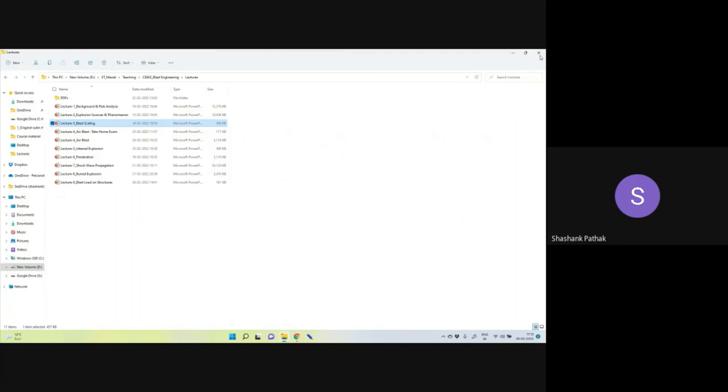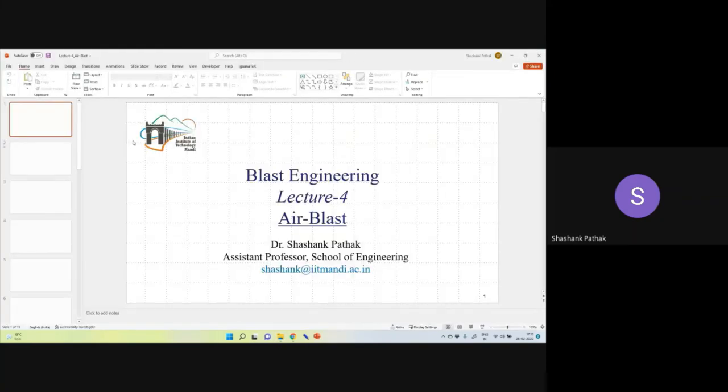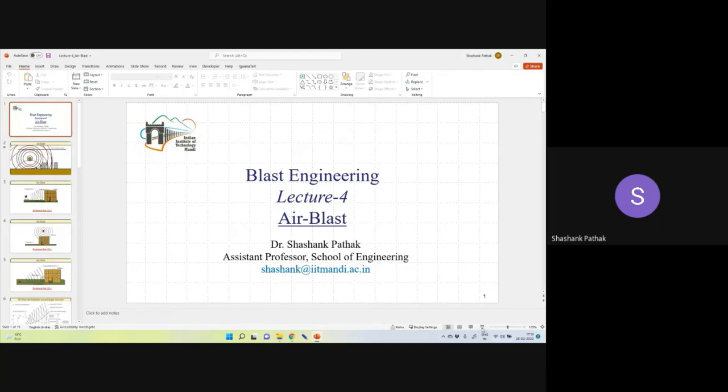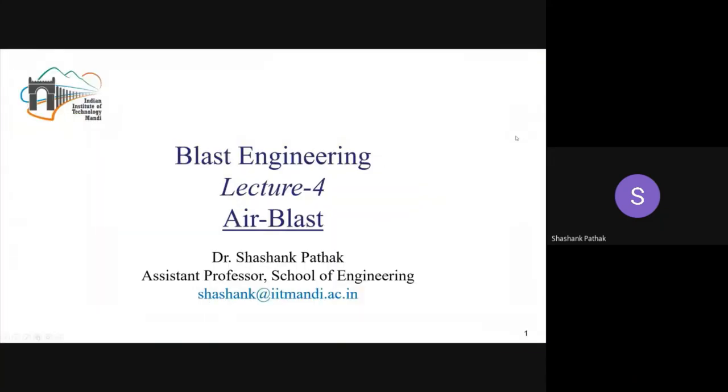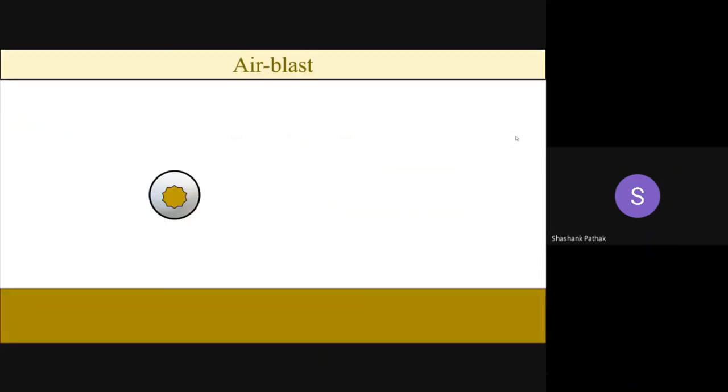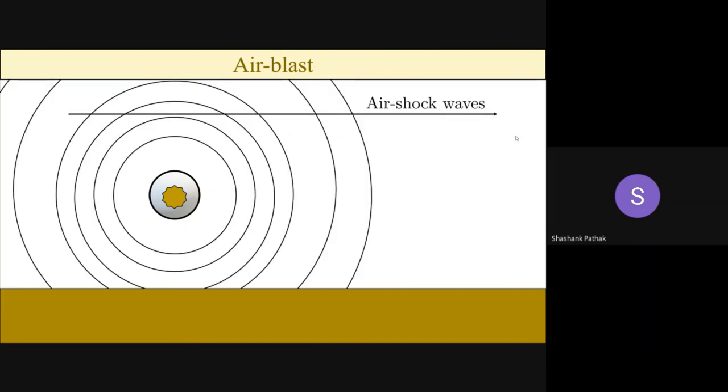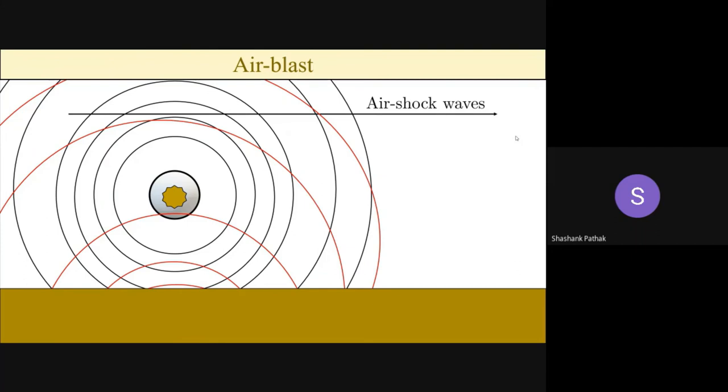If no question, then maybe we can go directly to the 4th and the last lecture, which will not take much time because I already covered something in the last class. So suppose there is an explosion happening in air. There will be air shock waves. When these air shock waves interact with the ground, there will be reflected waves. And these reflected waves will interfere with the incident wave. You see, at these points.